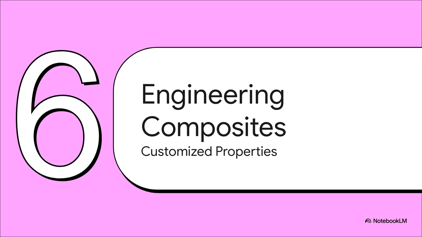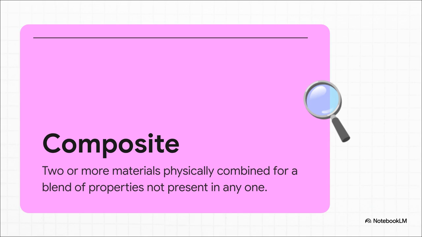So understanding these rules is one thing, but what happens when we start using those rules to design materials from scratch? Well, that takes us into the really amazing world of composites. A composite is basically a best of both worlds kind of material. You physically mix two or more different materials, you don't combine them chemically, to create this new blend that has properties neither of the original materials had on their own.